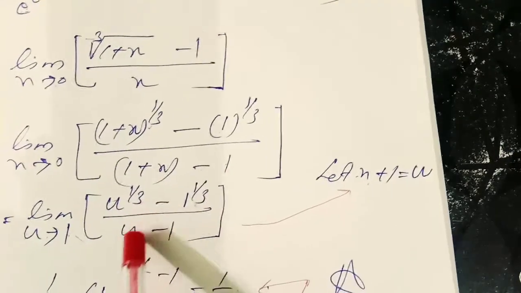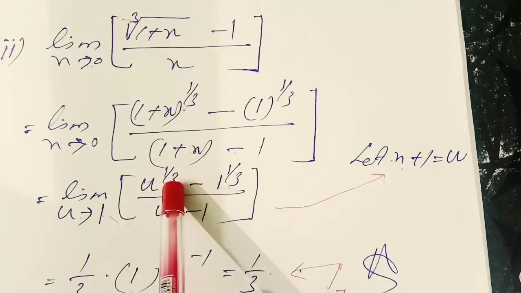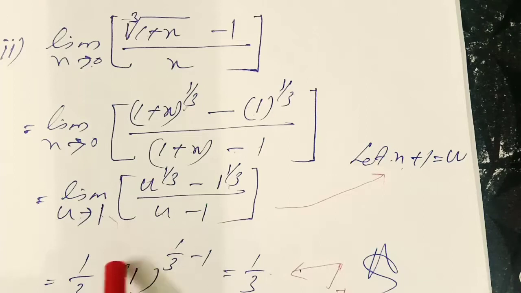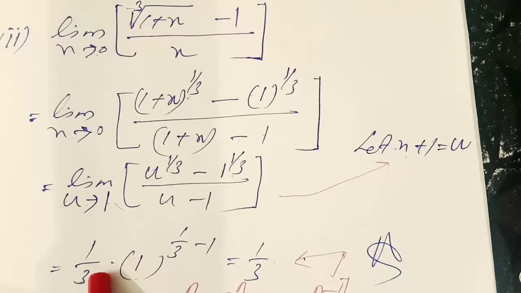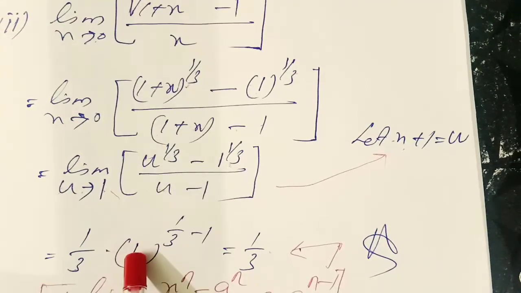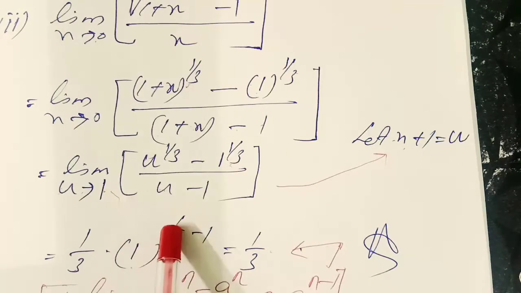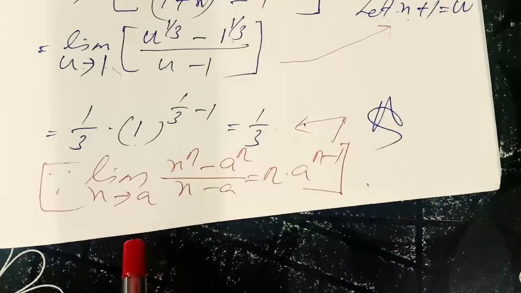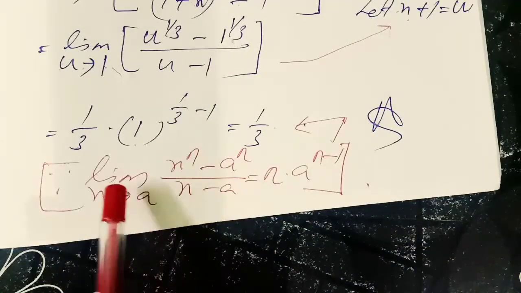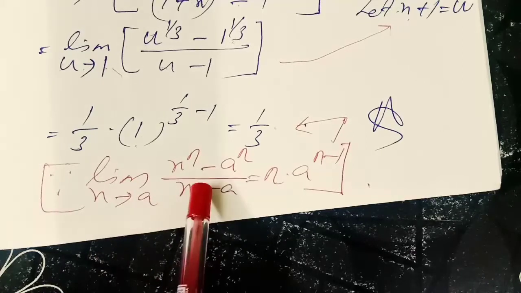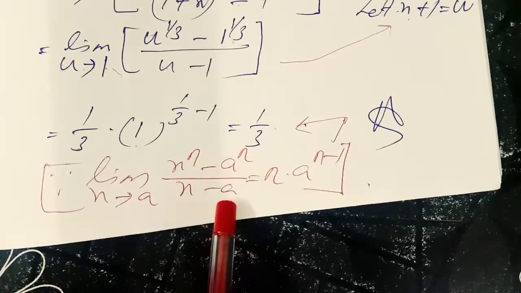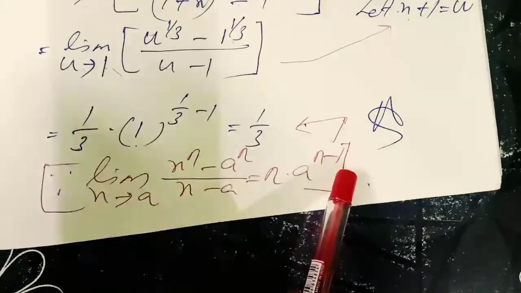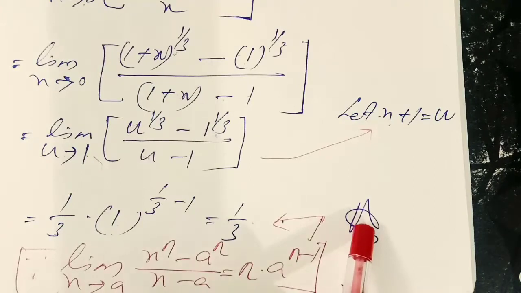Limit u tends to 1, u to the power 1 by 3 minus 1 to the power 1 by 3 divided by u minus 1. So what is the formula here? Power will come here, 1 by 3, then a means here 1, a to the power 1 by 3 minus 1, n minus 1. The final answer is 1 by 3. The formula I have written here again, repeating for your convenience: limit x tends to a, x to the power n minus a to the power n by x minus a, the answer is n into a to the power n minus 1. This is the way of solving the 7th part of number 3.